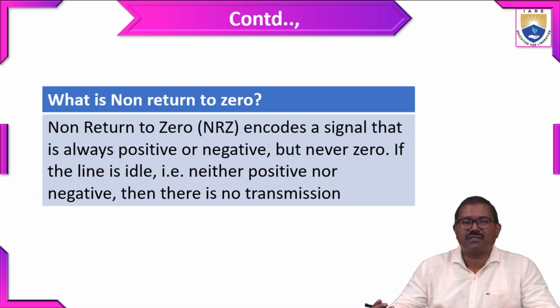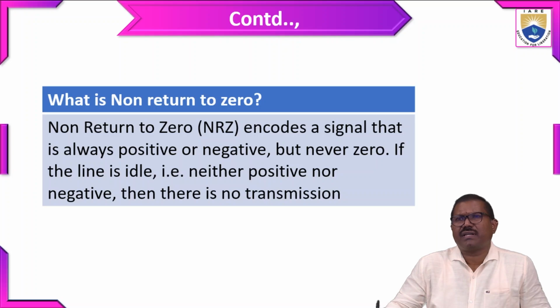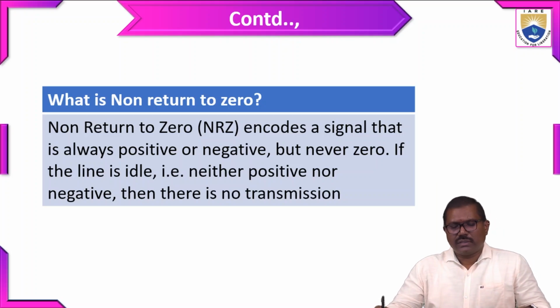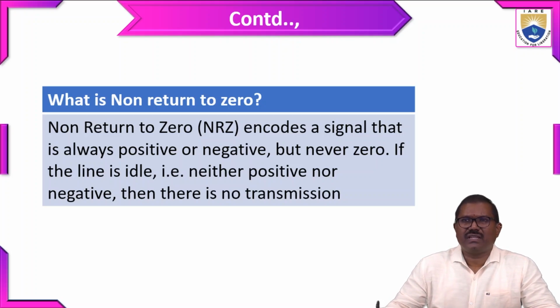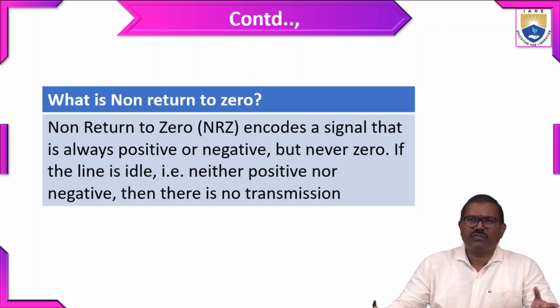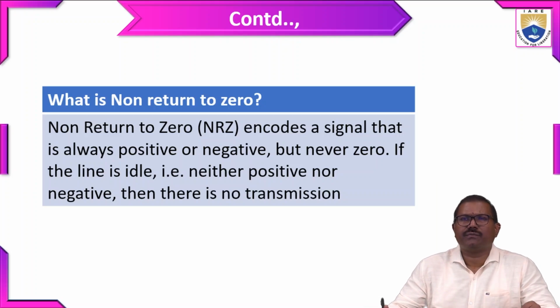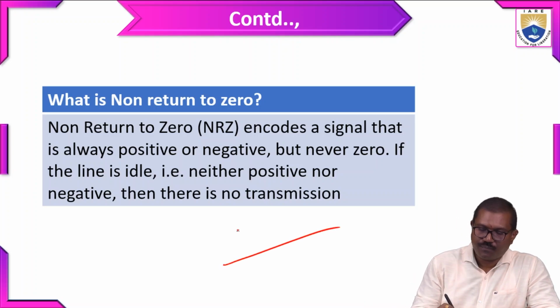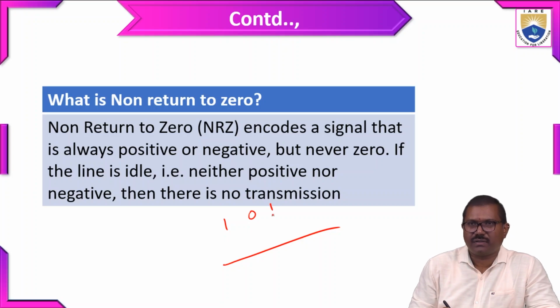What is non-return to zero encoding? These are the encoding formats or line coding formats. NRZ encodes a signal that is always positive or negative but never 0. If the line is idle, that is neither positive nor negative, then there is no transmission. Here there is no 0, non-return to zero, that is the meaning. Either positive or negative. For example, for symbol 1 it gives positive, for symbol 0 negative. So there is no chance of a 0 level. For example, this is the 0 level. Here 1, 0, 1 is coming. So what I am doing?